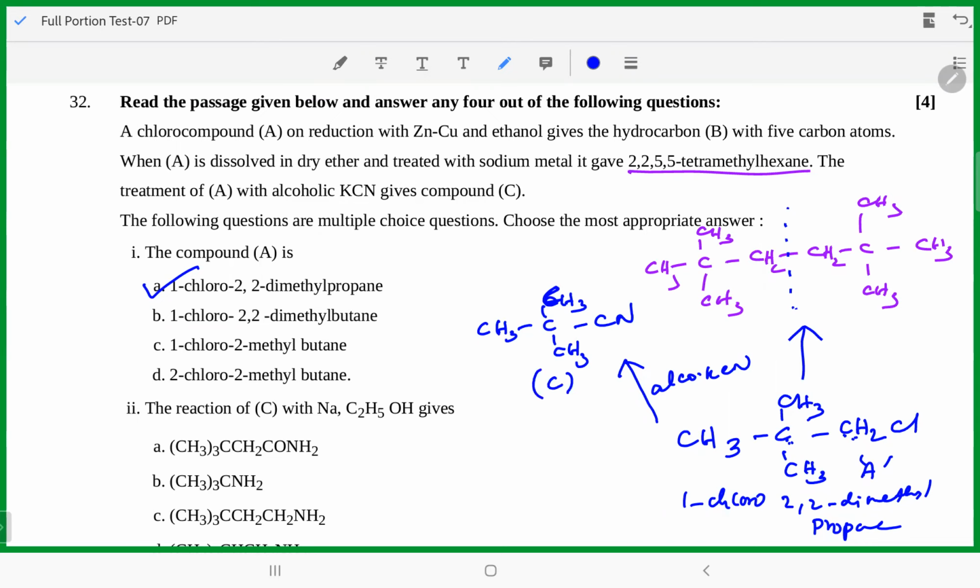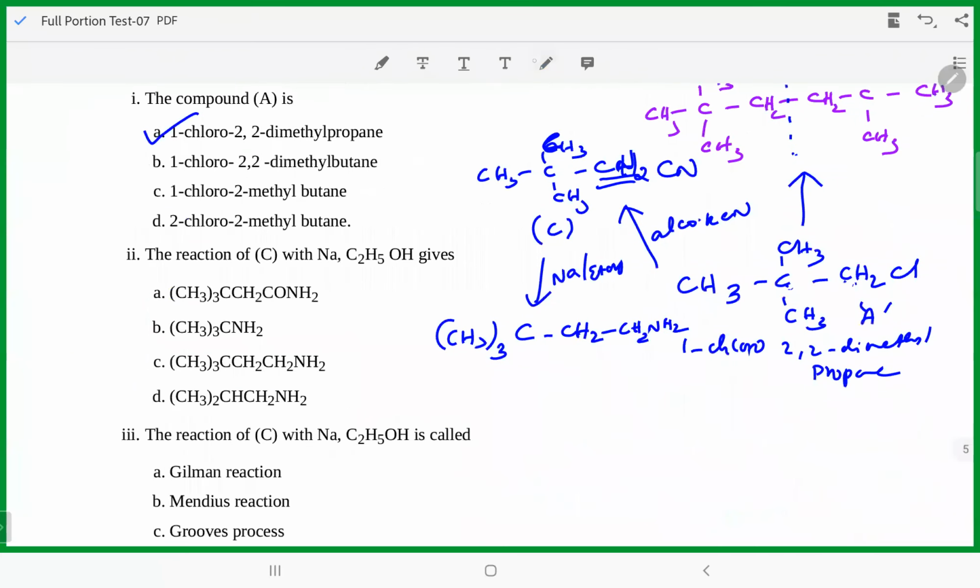When you treat with sodium and alcohol, Na/EtOH, the cyanide will become an amine. It gets reduced. What will we get? CH3 thrice C CH2 NH2. I missed one CH2: CH3 thrice C CH2 CN becomes CH2 NH2. So you will get this. Among A, B, C, D, C will be the answer. And the reaction of C with sodium and ethanol is known as Mendius reaction.